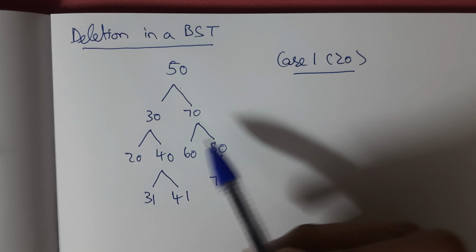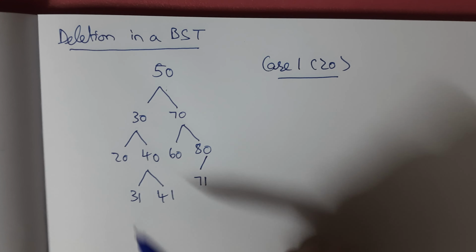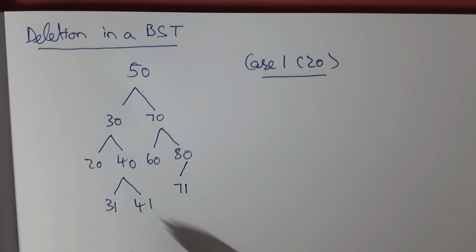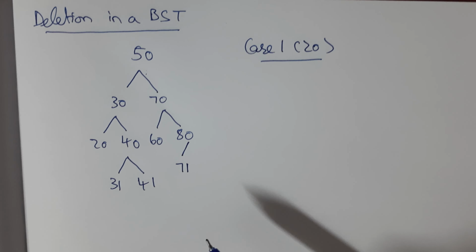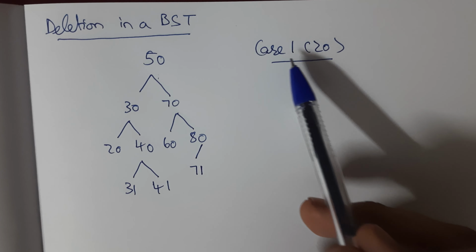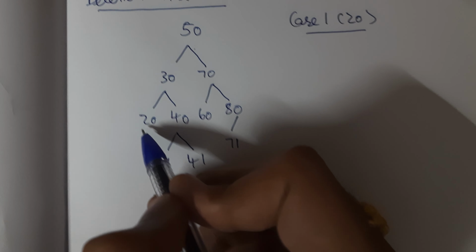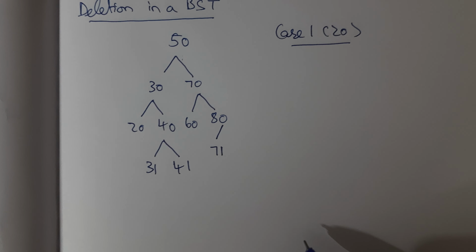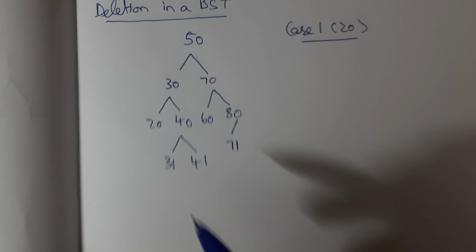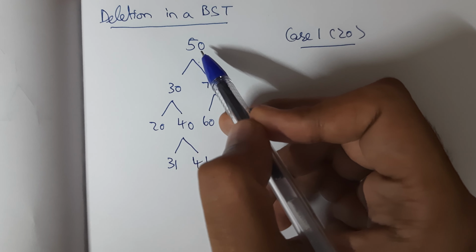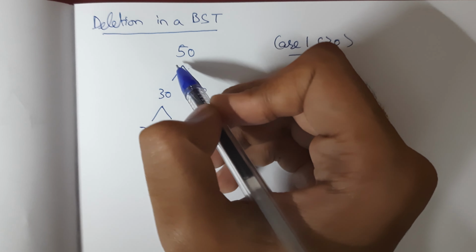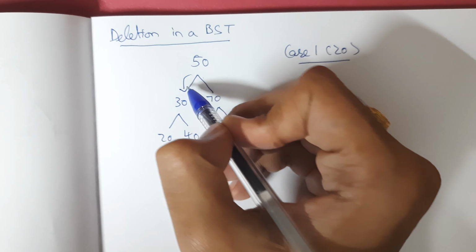We'll now take this example to see all the different cases that are present in the deletion of a binary search tree. As you see here, this is the first case, where the node that needs to be deleted is simply the leaf node. So what happens here is we check the if condition and see that key less than root dot key, that is 20 is less than 50.